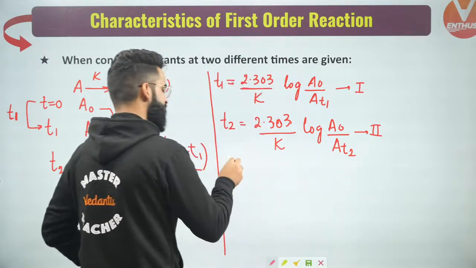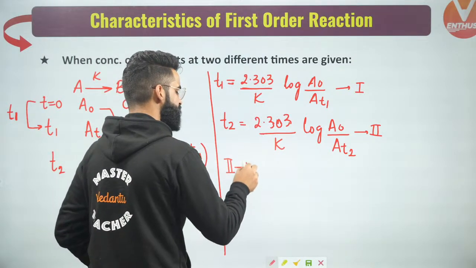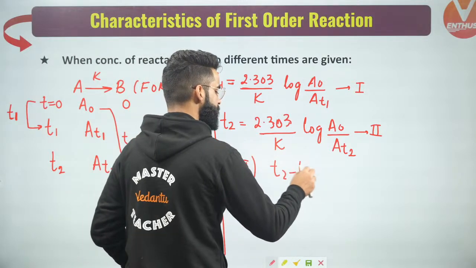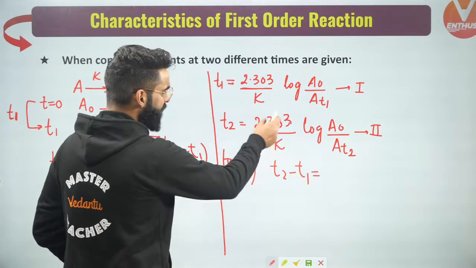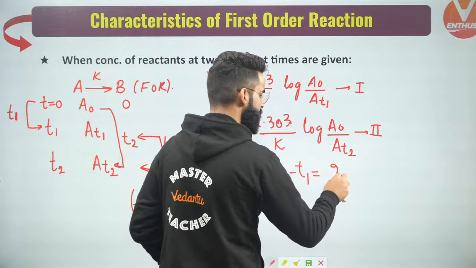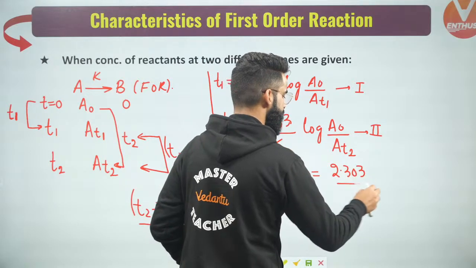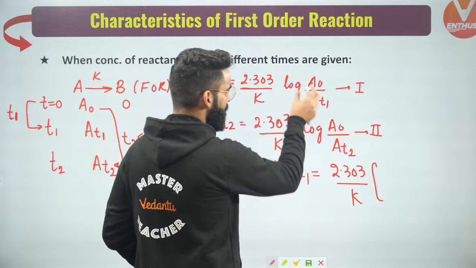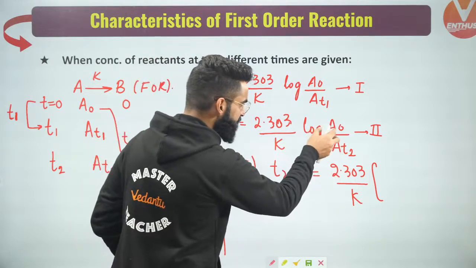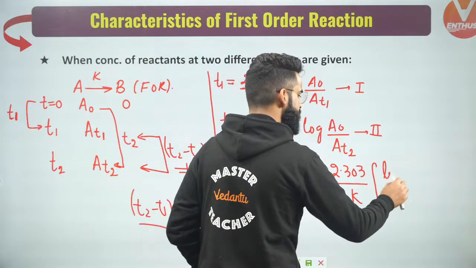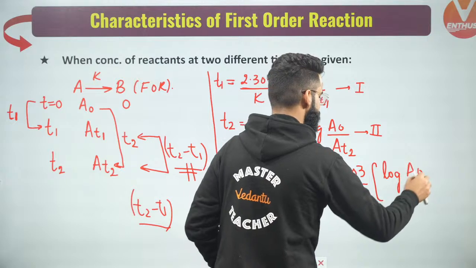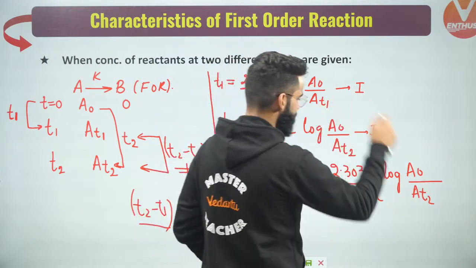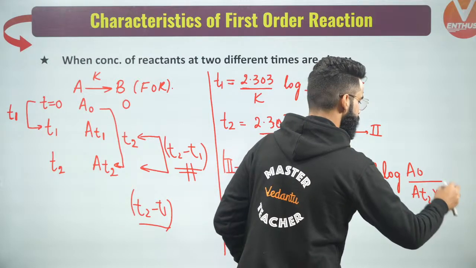If I subtract second minus first, what will I be getting? I'll be getting t2 minus t1 equals 2.303 divided by K, which I'm taking common. And now it's going to be log of this minus log of this, which is log of this divided by this. It's going to be simply log of A0 divided by A_t2, divided by A0 divided by A_t1. So this is A0, this is A_t1.